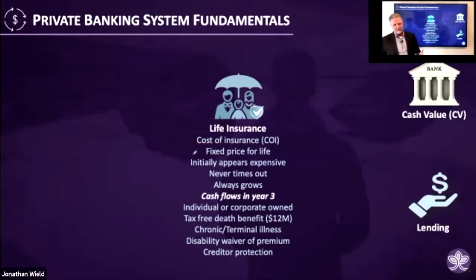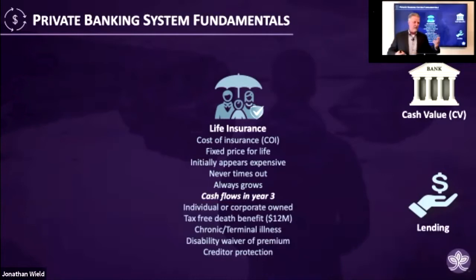And so that basically means that your insurance will appear expensive in the beginning. And then until it's not, till it's actually free, right? And then at the end, it'll look more expensive as you get older, but it's buried in the fundamentals of the cost. So second, initially it appears expensive, never times out, always grows. And by year 3, it cash flows. And so what does that mean? That means in year 3, the interest earned inside your banking system overcomes the cost of insurance.